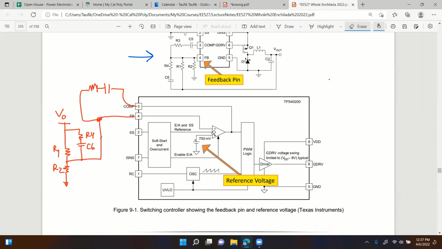And you can see there's the output of this comparator with the compensator and the gain. It goes into the PWM circuit. That would then go out to the gate drive. So that's the pin that would go to the gate of the MOSFET.